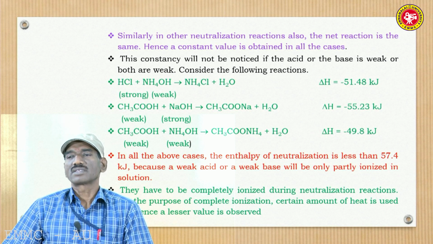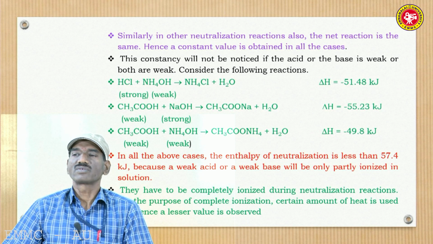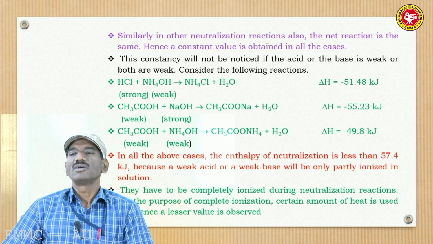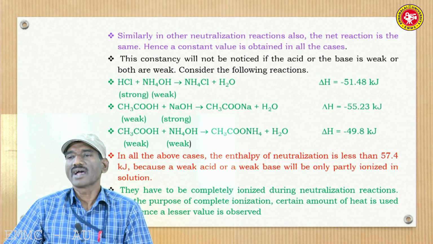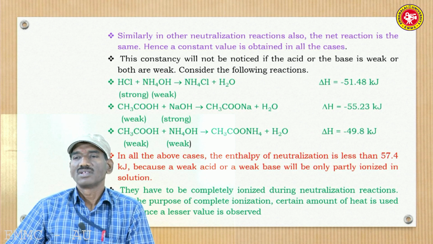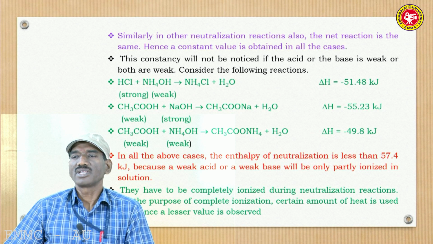In all the above cases, the enthalpy of neutralization is less than 57.4. Already we have seen that in the case of strong acid with a strong base, we get minus 57 as a constant value, but in this case it is less than 57, because weak acid and weak base are only partly ionized in solution. So they have to be completely ionized during the neutralization reaction. For the purpose of complete ionization, a certain amount of heat is used, hence it may be lesser than the observed value.